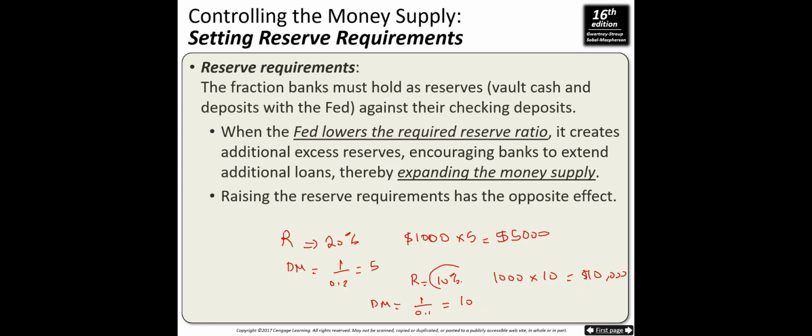As you see, by changing the reserve requirement, the Fed affects the deposit multiplier plus the new loan creation through the banking system. So when the Fed lowers the required reserve ratio, it creates additional excess reserves, encouraging banks to extend additional loans, thereby expanding the money supply. On the other hand, raising the reserve requirement has the opposite effect.